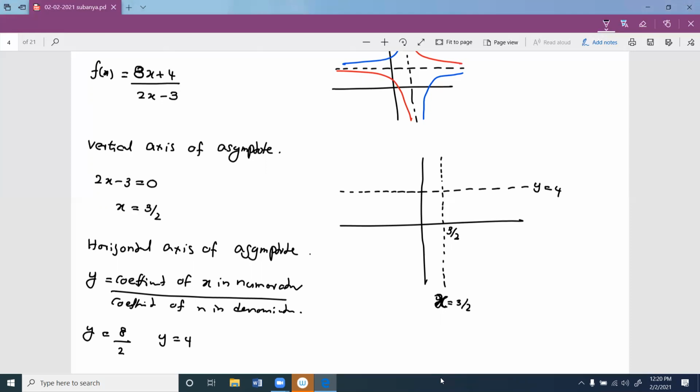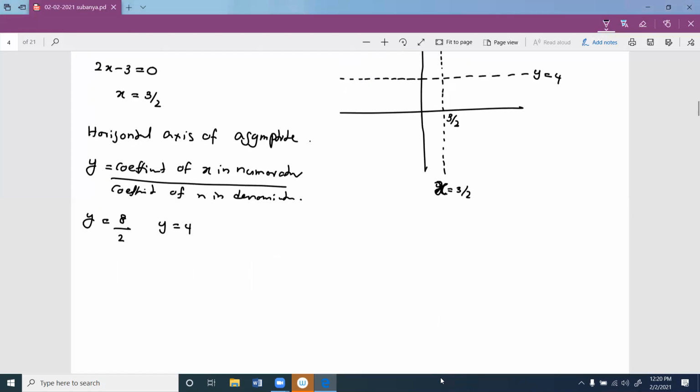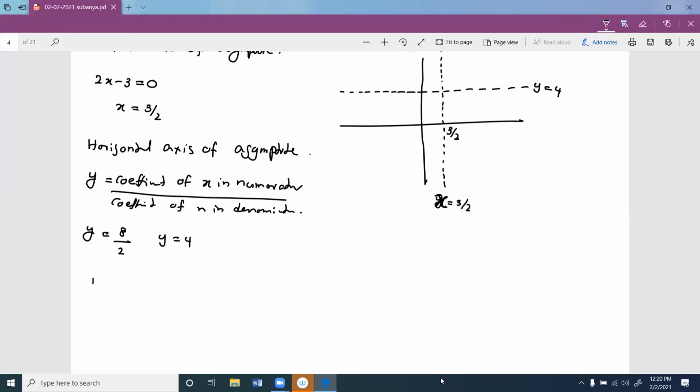Okay. Then how to verify the shape of the graph? That's an important point, right? We can do it in this way. Initially, find the intersection with the x-axis.